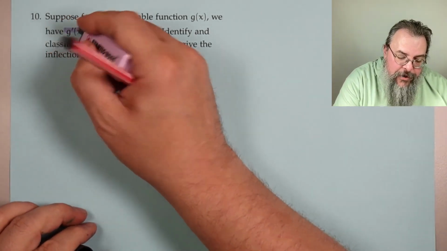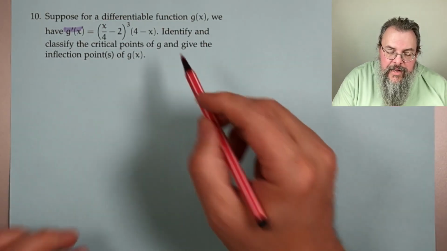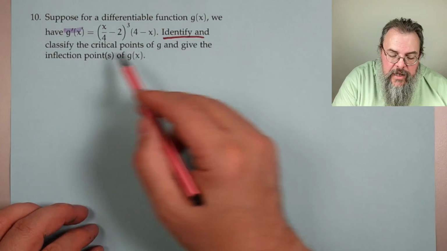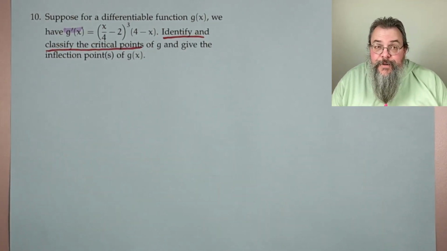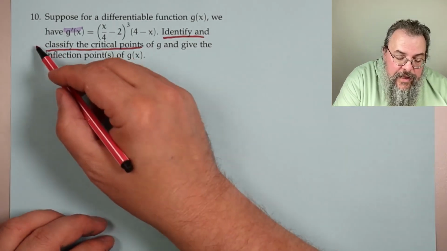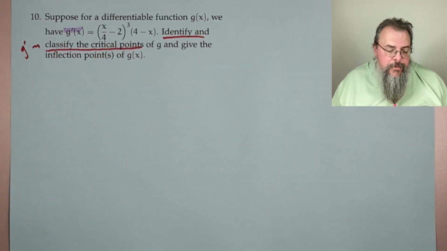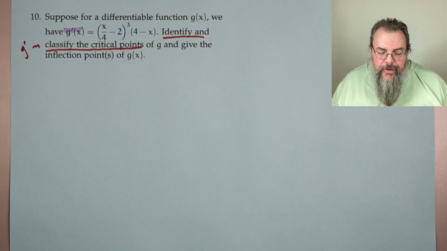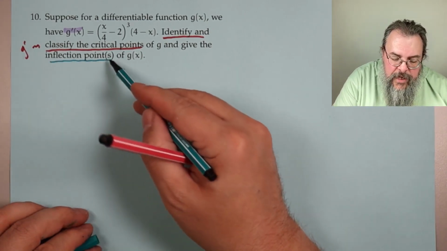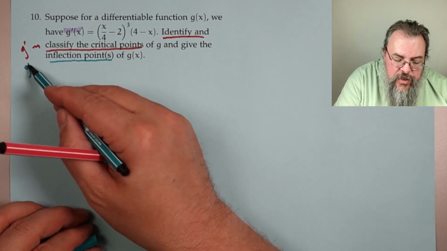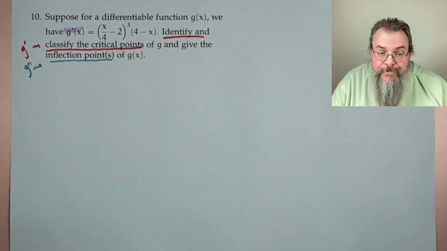So that's some good news for us, because that tells us we can jump in and start to do this portion: identify and classify critical points, because that's really g prime type stuff. And you might say, well, wait, what about the other things? Well, the inflection points, we're going to have to hold off, because that's really g double prime type stuff. We should handle the g prime stuff first.